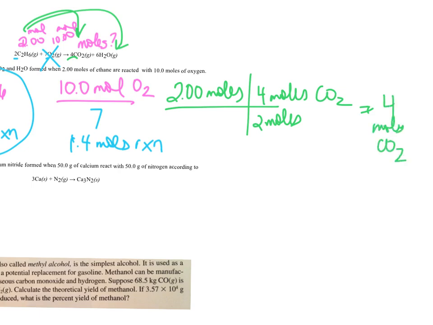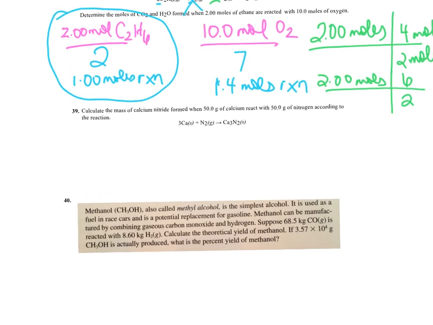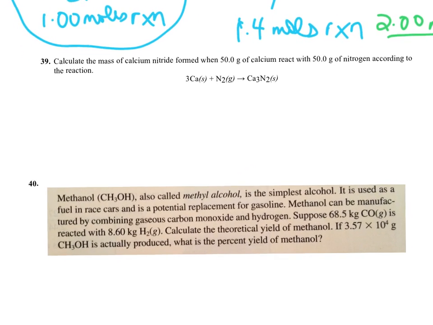And next I'm going to look at H2O. If I start out with 2 moles again, I start with a limiting reactant. For every 2 moles of C2H6, I have 6 moles of H2O. So that gives me 6 moles of H2O. And that's how I do limiting reactants. So let's go ahead now and take a look at another limiting reactant problem.